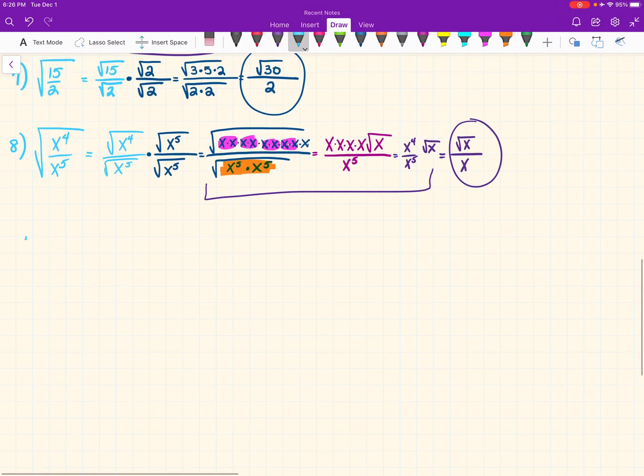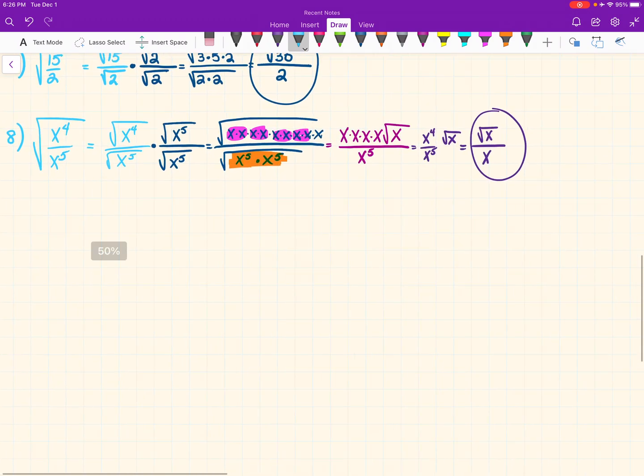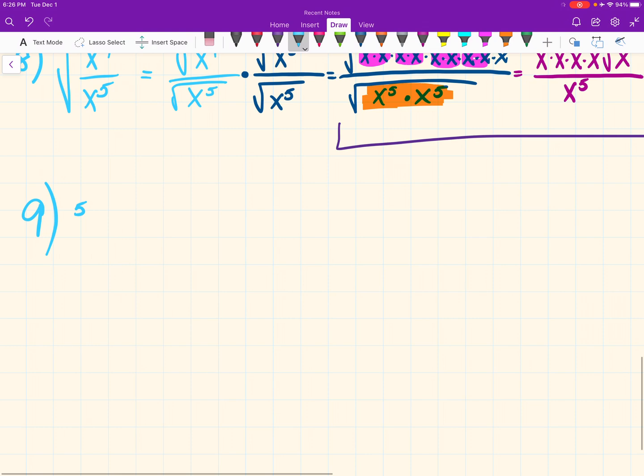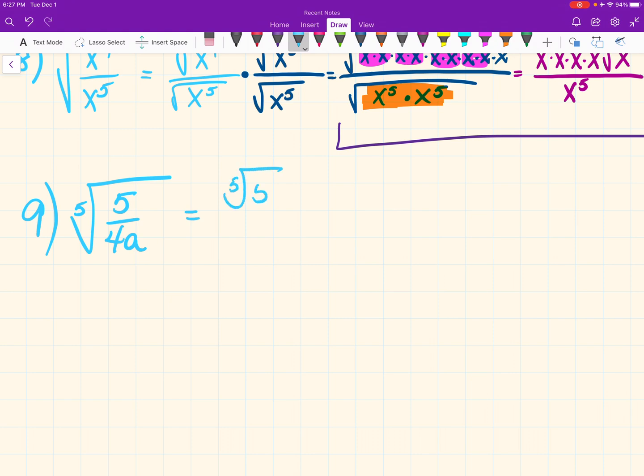Okay? Number 9. Let's see what number 9 looks like. Let me make it bigger. Number 9 is the 5th root, which means if it's the 5th root, that means we need groups of 5. We have 5 over 4a. Now this one you've got to be careful because look what happens. I have the 5th root of 5 and I have the 5th root of 4a.